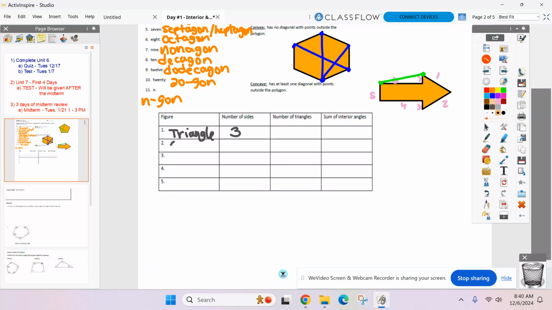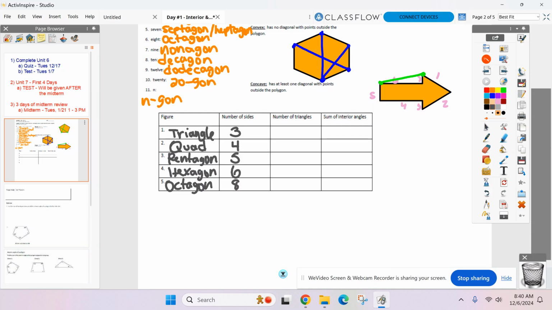Then we're going to look at the quadrilateral, which we know has 4 sides. Then we'll take a look at the pentagon, which we just learned has 5 sides. We'll go to hexagon next, which we know has 6 sides. And then we'll finish with the octagon, which has 8 sides.